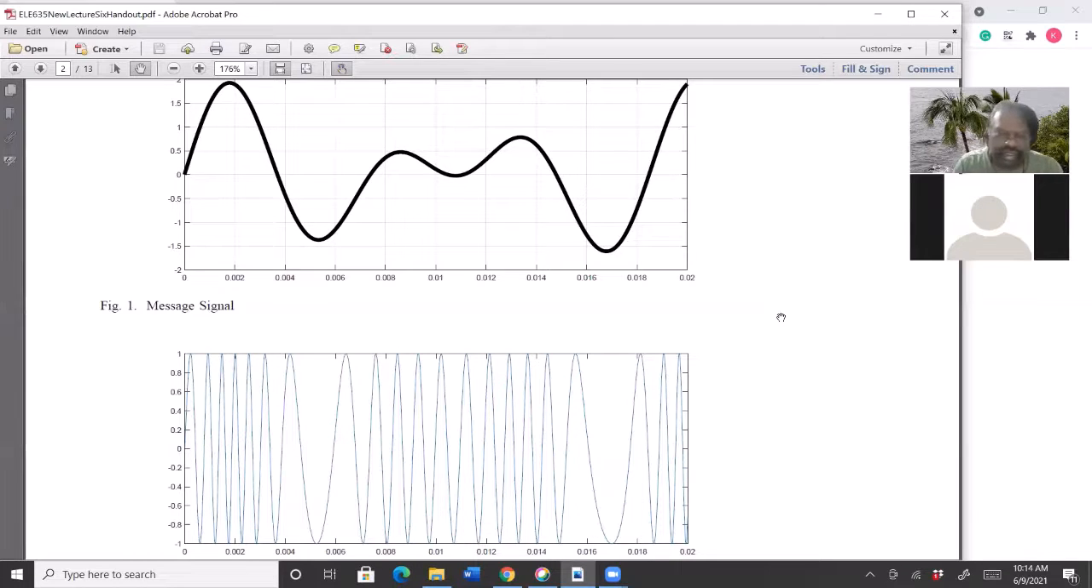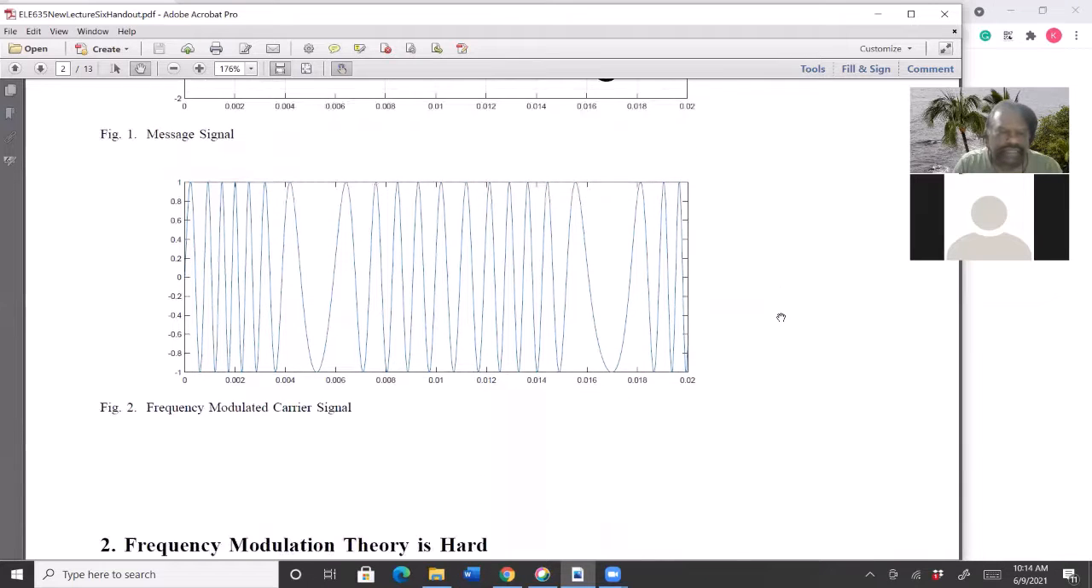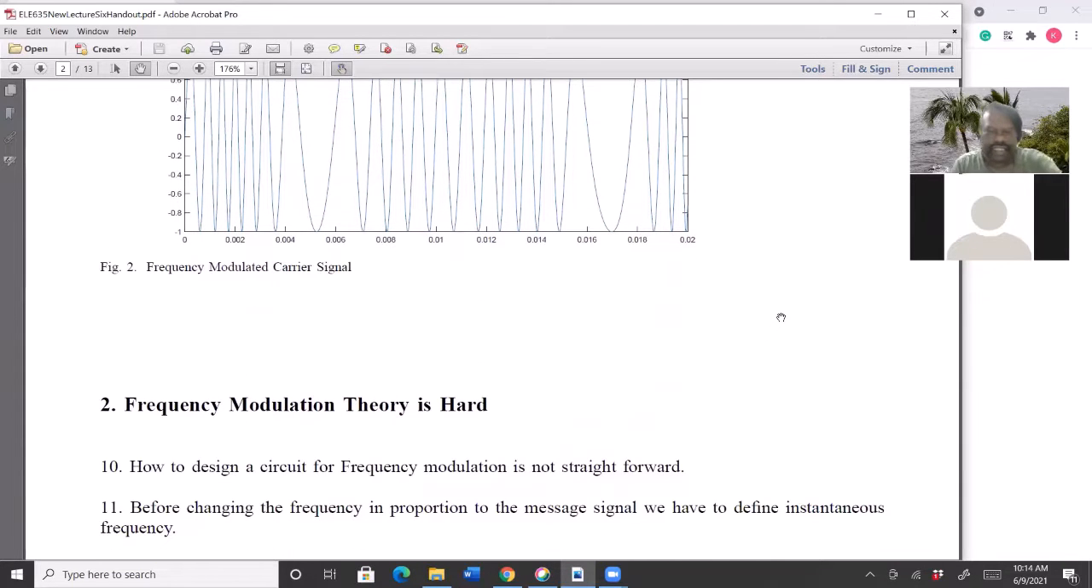Frequency modulation theory, I have said hard just to shock you so you start paying attention to me. And don't take this as lightly as amplitude modulation. In amplitude modulation, after doing all those delta functions and everything, all we are left with is that if your message bandwidth is capital B, the modulated signal's bandwidth is 2B.